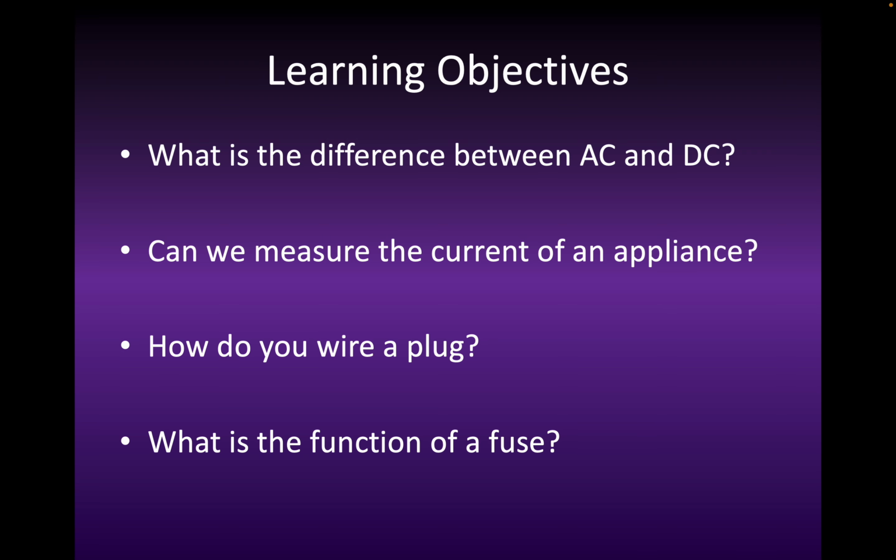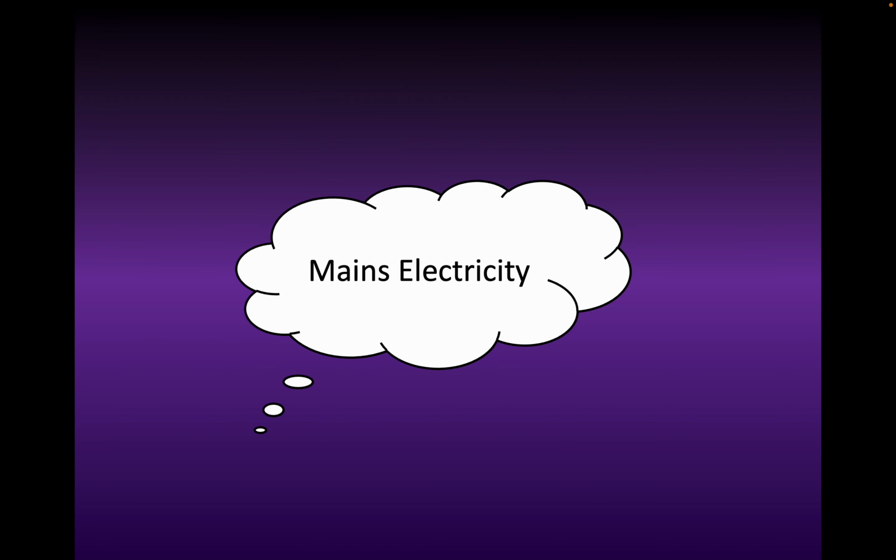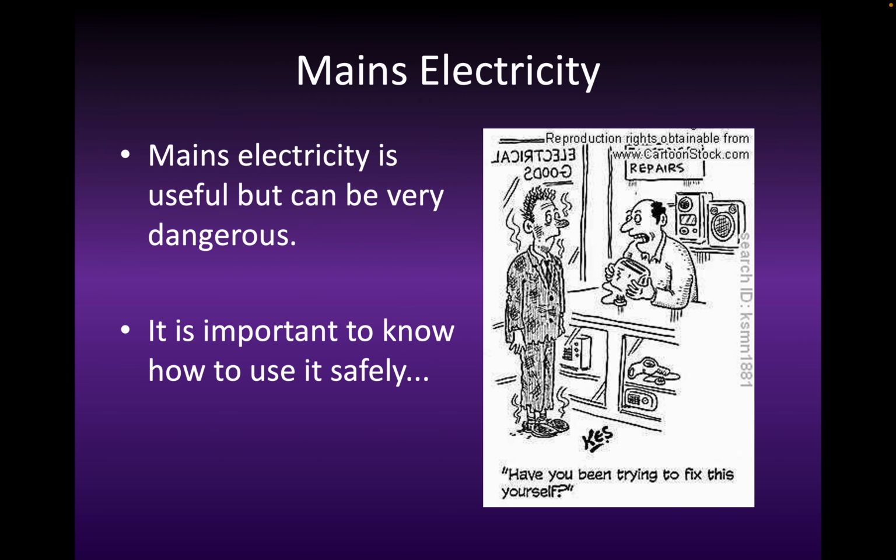So you need to know the difference between AC and DC, how we can measure the current of an appliance, how to wire a plug, and what the main function of a fuse is. Okay, so these are the main objectives. Mains electricity: it's important to know how to use it safely.